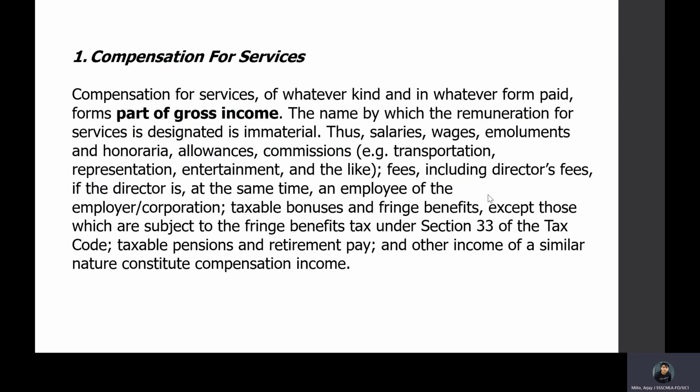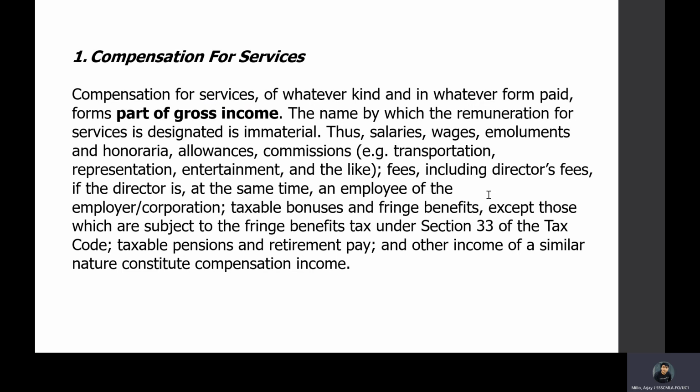Okay, let's start. Una, yung compensation for services. So, compensation for services of whatever kind and whatever form. So, not necessarily cash lang, no? So, any form, meaning pwedeng properties or kung ano man na mga incentives na ibibigay sa'yo for compensation of services. That will form part as your gross income.